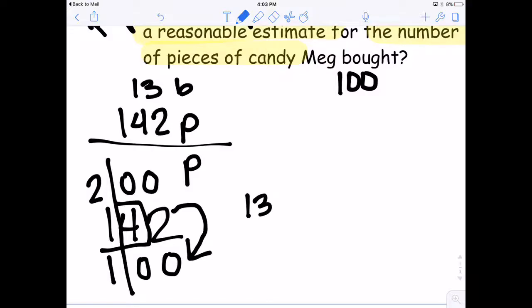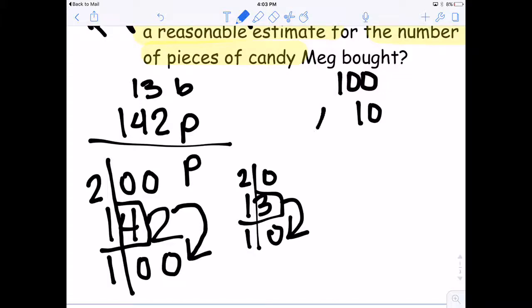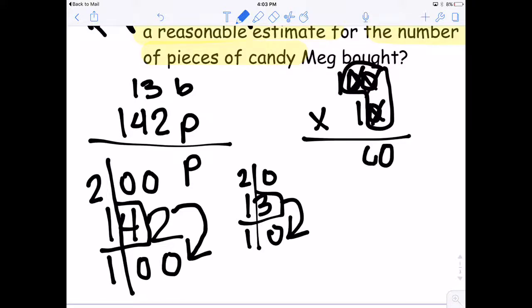13 is going to round to 10. Now I can multiply, and remember, use trailing zeros. 1, 2, 3 zeros. 1, 2, 3 zeros, and then 1 times 1 is 1. A reasonable estimate for the number of pieces of candy she bought is 1,000.